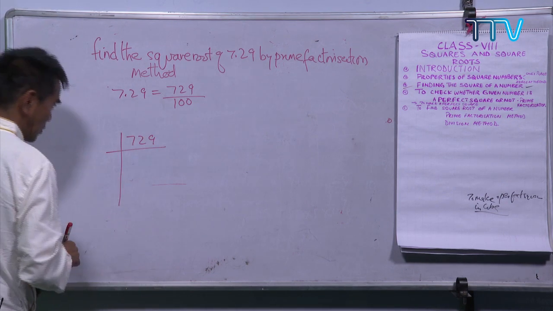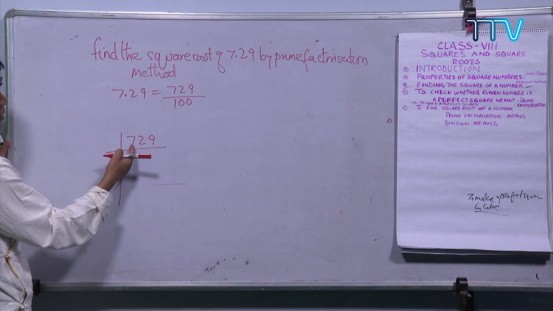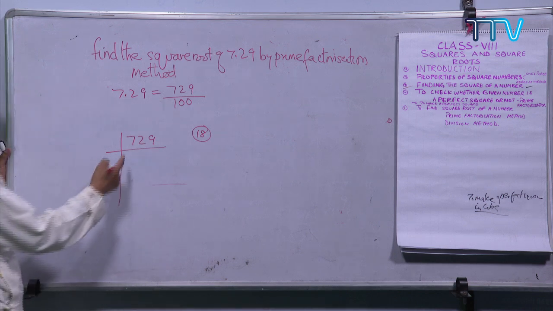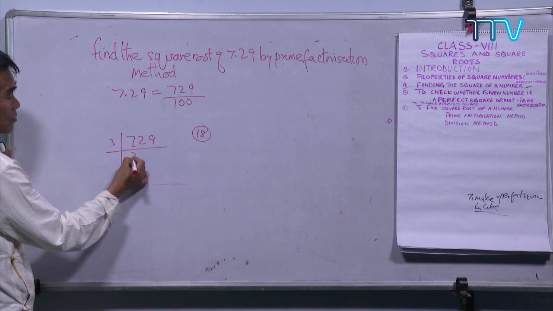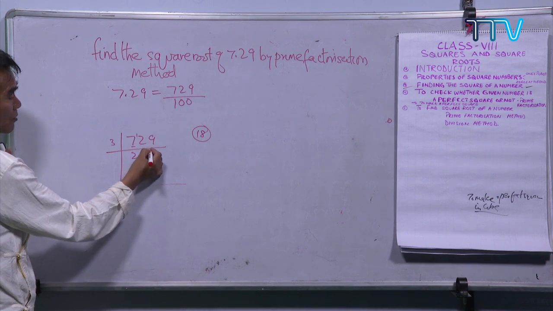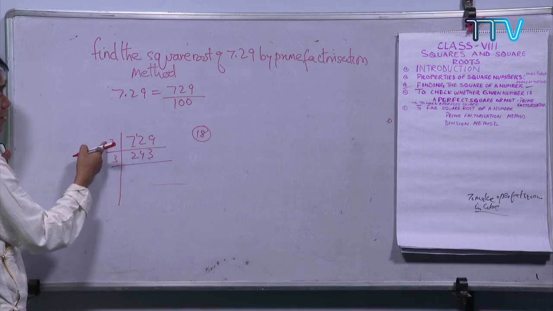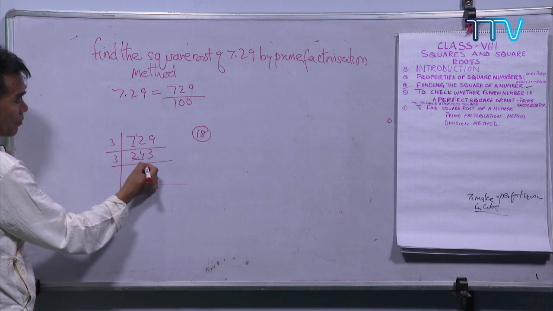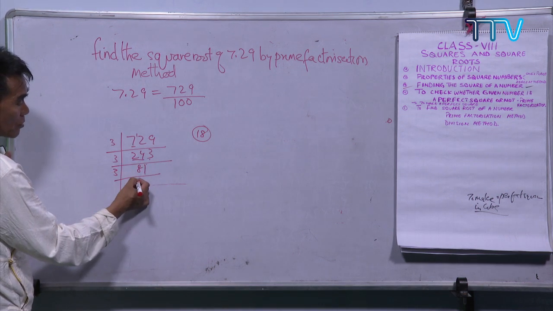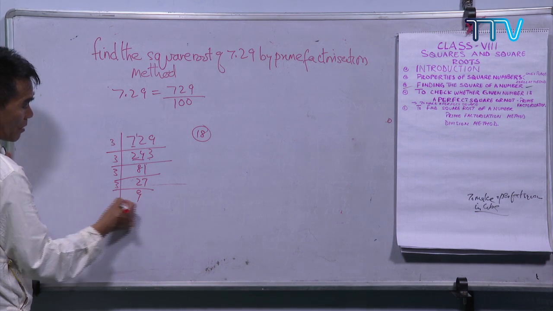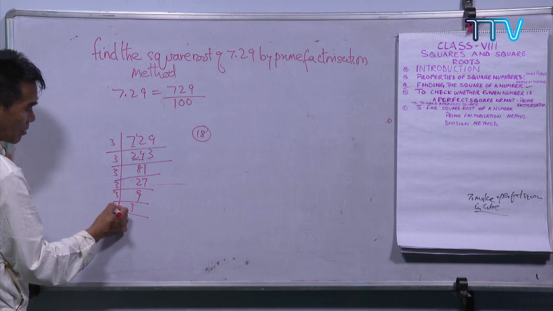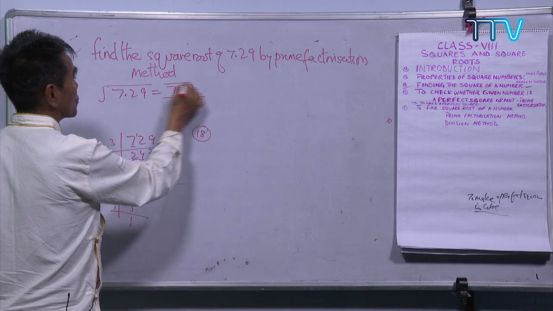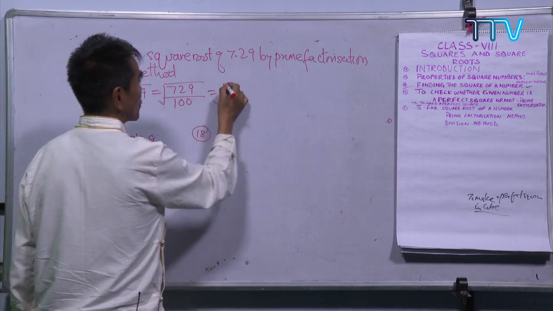The last digit is odd, so this number is not divisible by 2. You add the digits: the sum is 18, so the number is divisible by 3. 3 times 2 is 6, 3 times 4 is 12, 3 times 8 is 24, 3 times 9 is 27, then 3, 3 and 3. So the square root of this is equal to the square root of this.